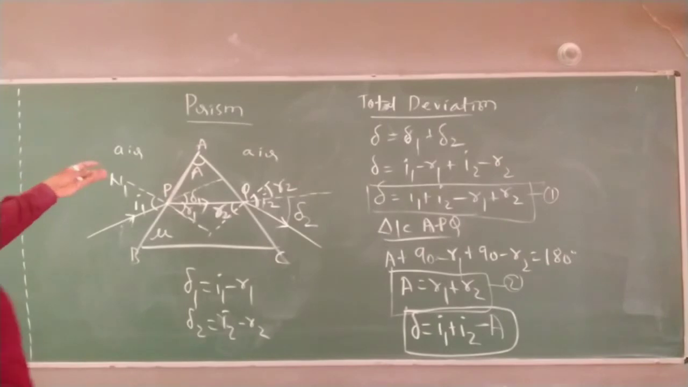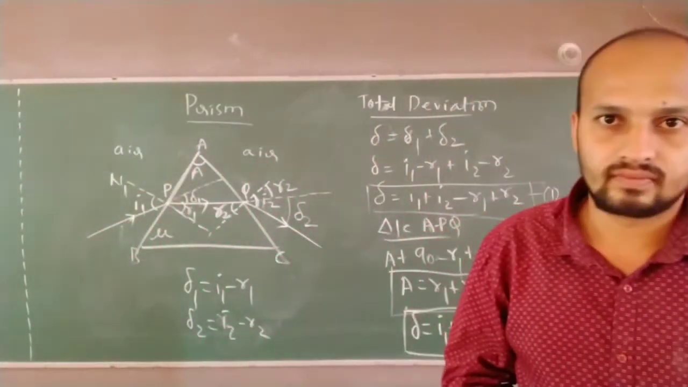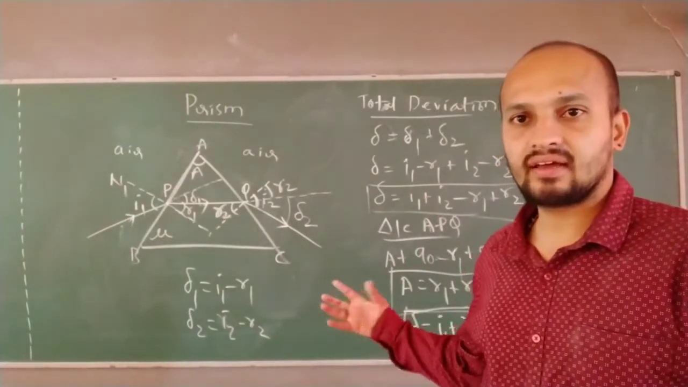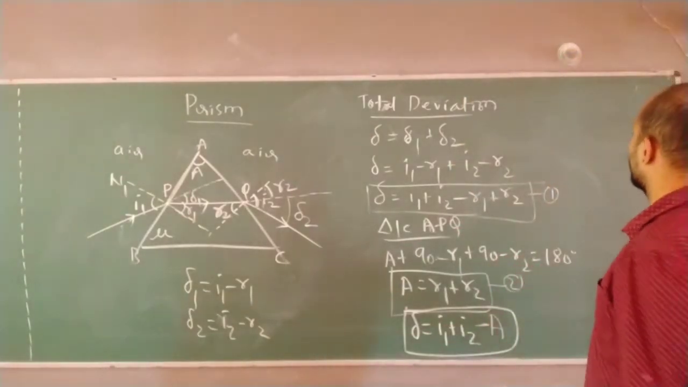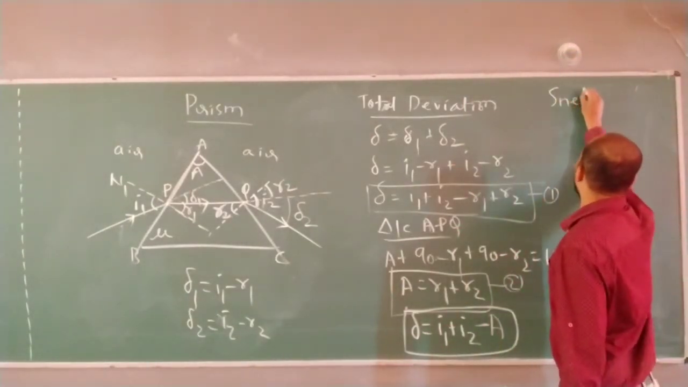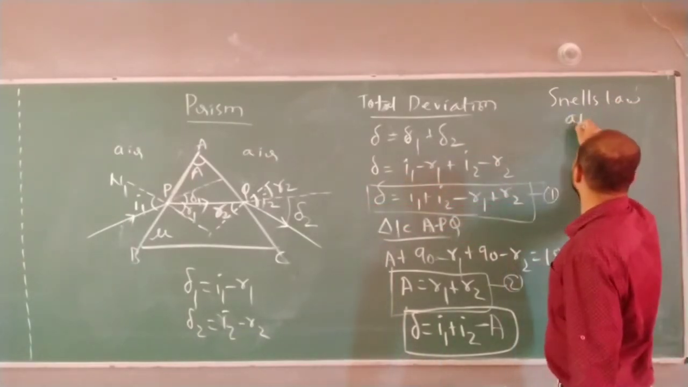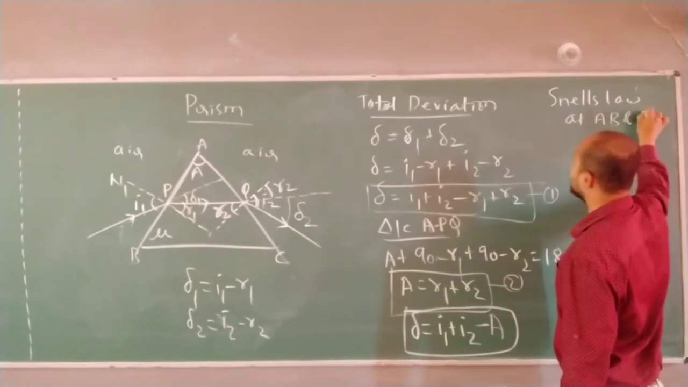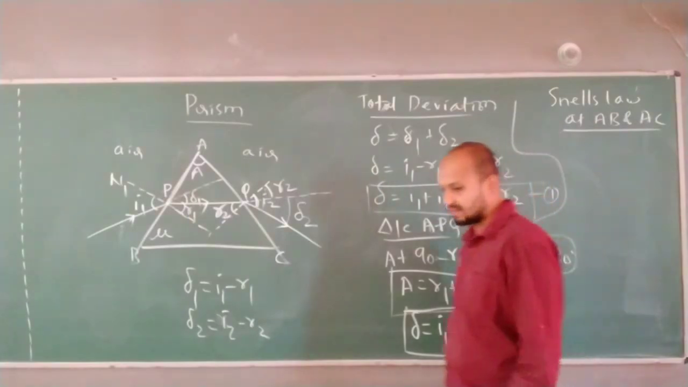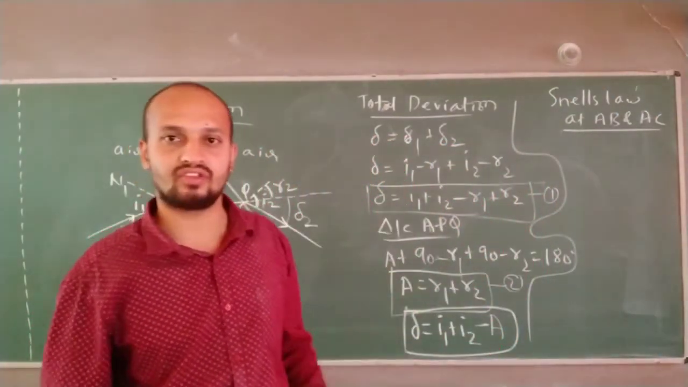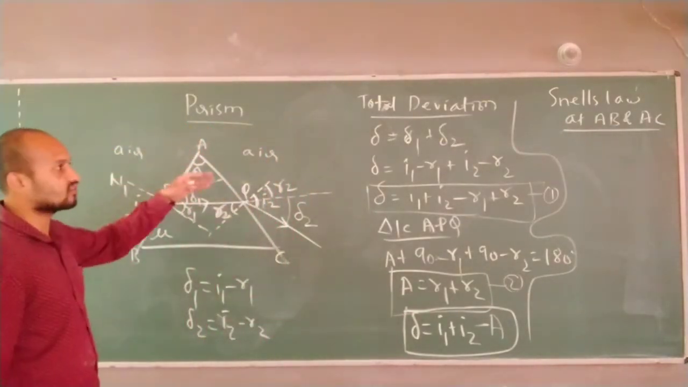These are the things you can do on this prism. Still more what you can do. These are some of the equations I am bringing using geometry. I brought up certain equations on this prism. Still more, I can use Snell's law. I can use Snell's law at surface AB and AC. See how I am getting ready with the weapons for this concept. These are the things I am preparing. Correct now?